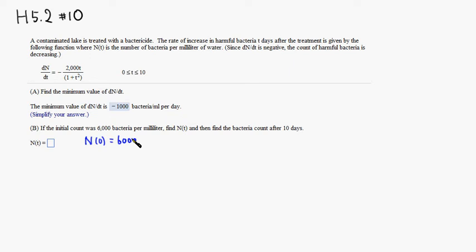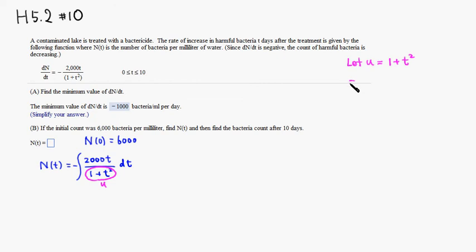In order to find N of t, since we have the derivative, we take the antiderivative to go back to the original function. So it's going to be a negative sign, and actually the 2000 we can put outside too, and t over 1 plus t squared dt. Let's use a substitution here. Let u be equal to 1 plus t squared, which is the bottom guy right here.